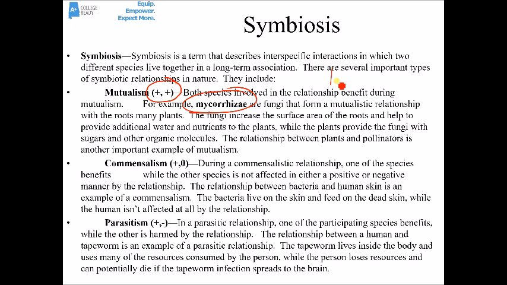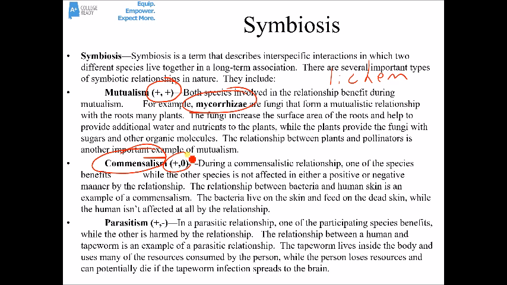A lichen is another example of a mutualistic relationship. This is a fungus that grows usually on the sides of trees. It looks kind of greenish or bluish. Living within that fungus is either some kind of algae or cyanobacteria. The algae or cyanobacteria provide sugars because they can do photosynthesis, and the fungus provides shelter, a place to live, and protection. It's a mutualistic relationship. It's good for both.